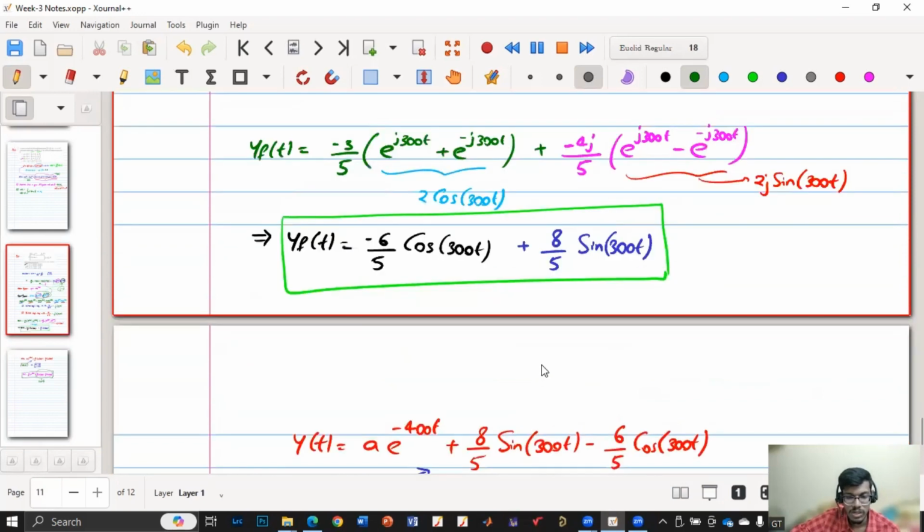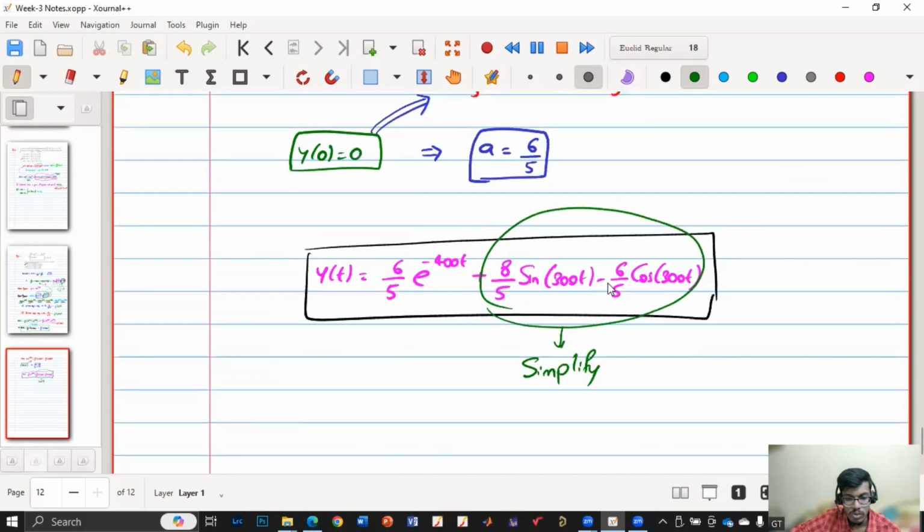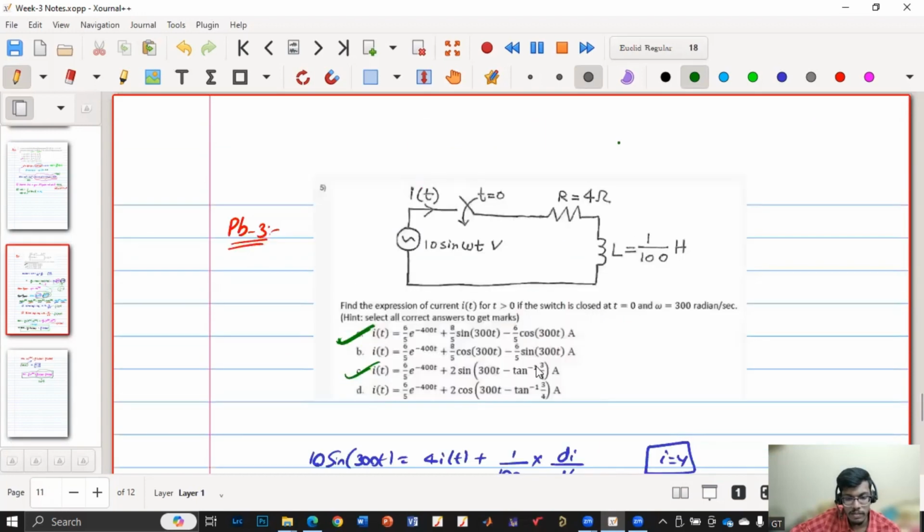And in this question, there are multiple answers, so both A and C are true. You just have to combine this and write it as sine 300t plus some theta, where theta is given by minus tan inverse 3 by 4. You check that calculation, it is simple.